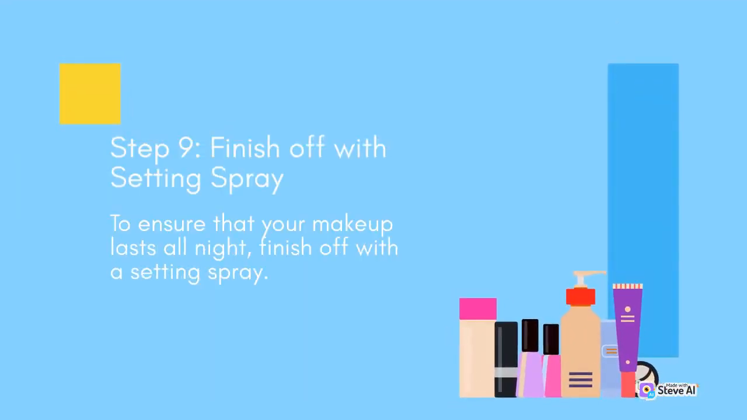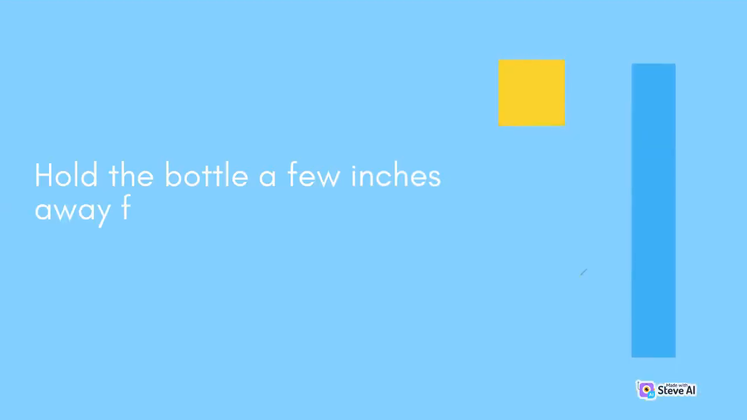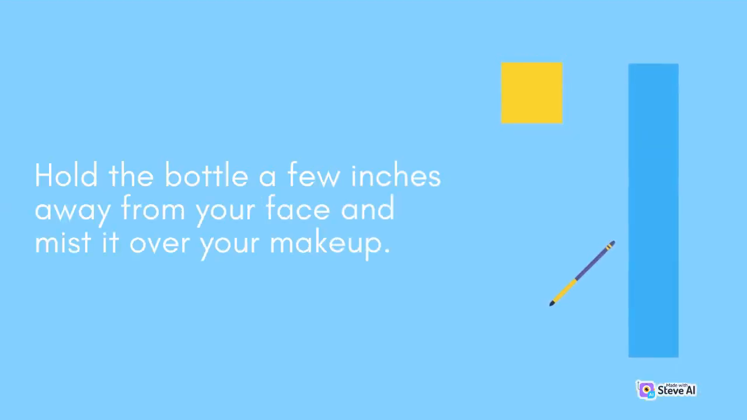Step 9. Finish off with setting spray. To ensure that your makeup lasts all night, finish off with a setting spray. Hold the bottle a few inches away from your face and mist it over your makeup.